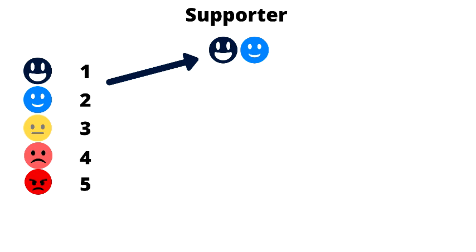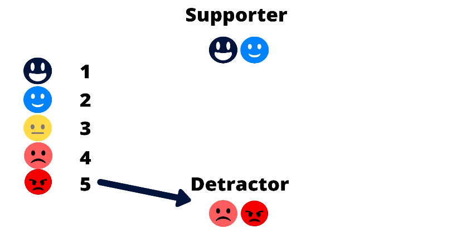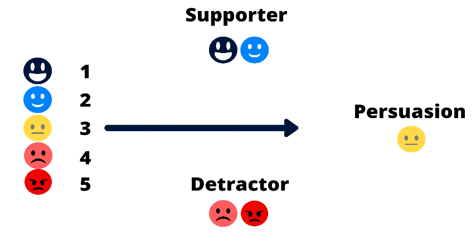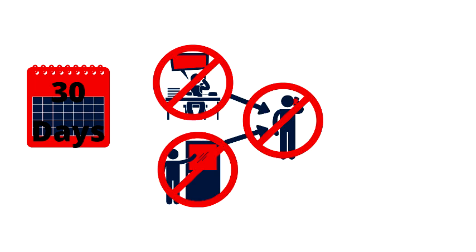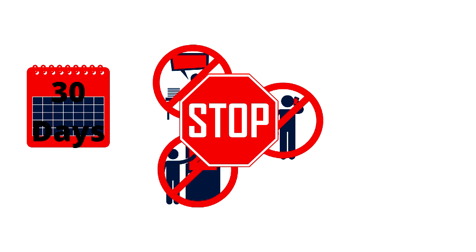Now, what we do is we take the 1s and 2s and we call those supporters. The 4s and 5s, we call detractors. And we group them together. So anyone that's supporting you, we group as one group. And anyone that's not supporting you, we group as the opposing group. Now, the reason we do this is when we get to 30 days away from the election, we stop and we take a look at the database.